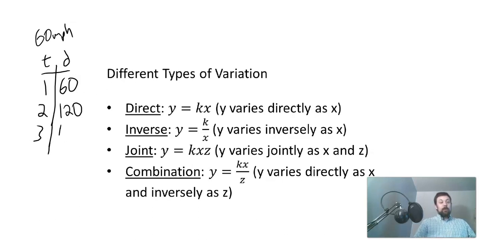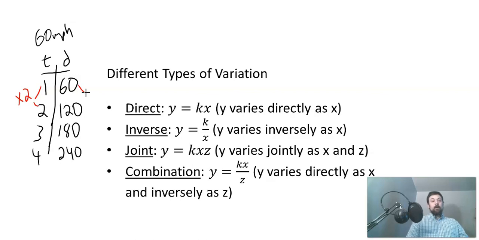After 3 hours, you'll have gone 180 miles. And after 4 hours, you'll have gone 240 miles. And I think this will be enough for us to make the point that I want to make. So this is an example of direct variation. And the relationship here is that if you double the amount of time that you drive, you double the distance that you go, right? So doubling the time doubles the distance. And we can see that here, right? If you double it from 1 to 2 hours, you double your distance from 60 miles to 120 miles. But you can also see it here from 2 to 4, right?